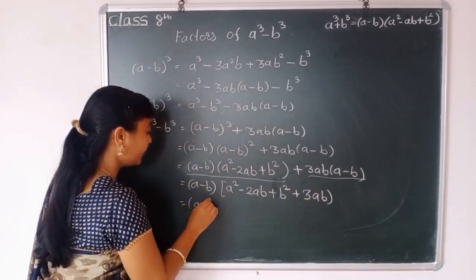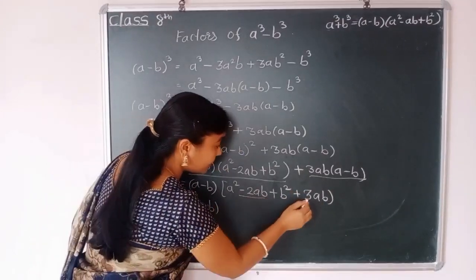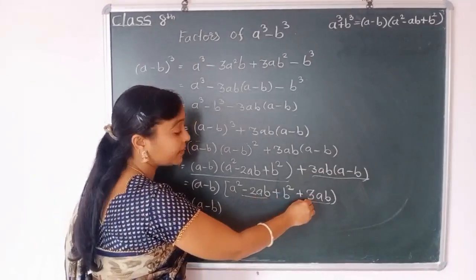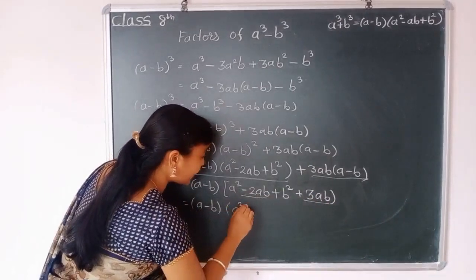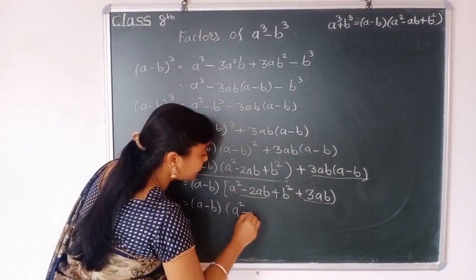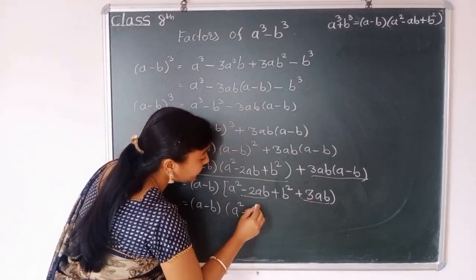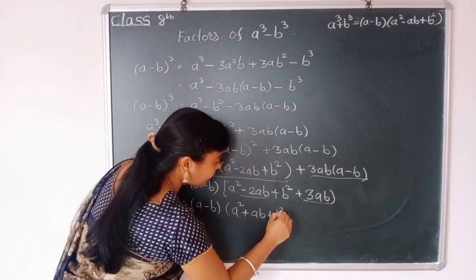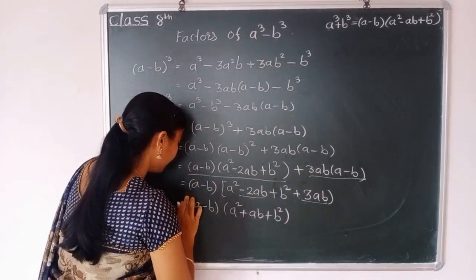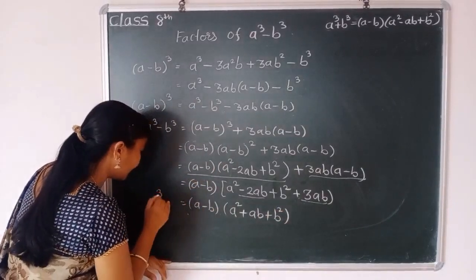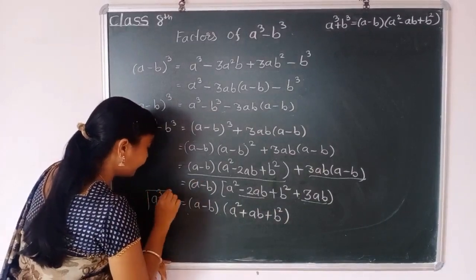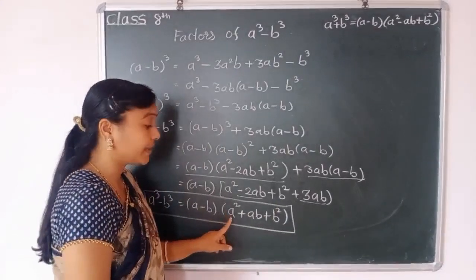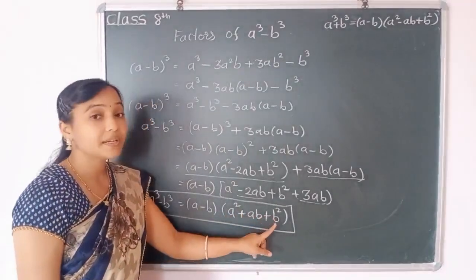Then we solve this bracket. The variables of these terms are the same. Then minus 2ab plus 3ab, we get a square, and the sign is that of the greater number: 3 minus 2 is 1, so ab, and plus b square. So we get our formula a cube minus b cube equal to (a minus b) in the bracket (a square plus ab plus b square).